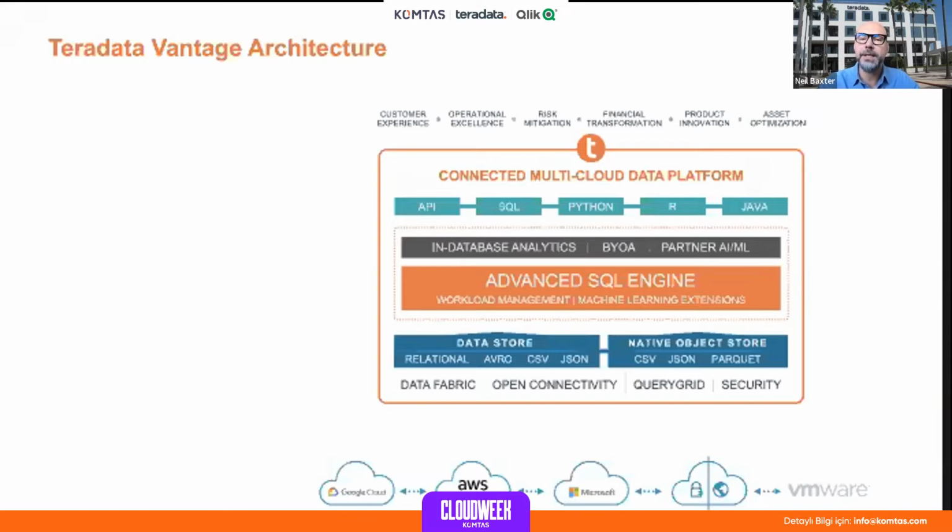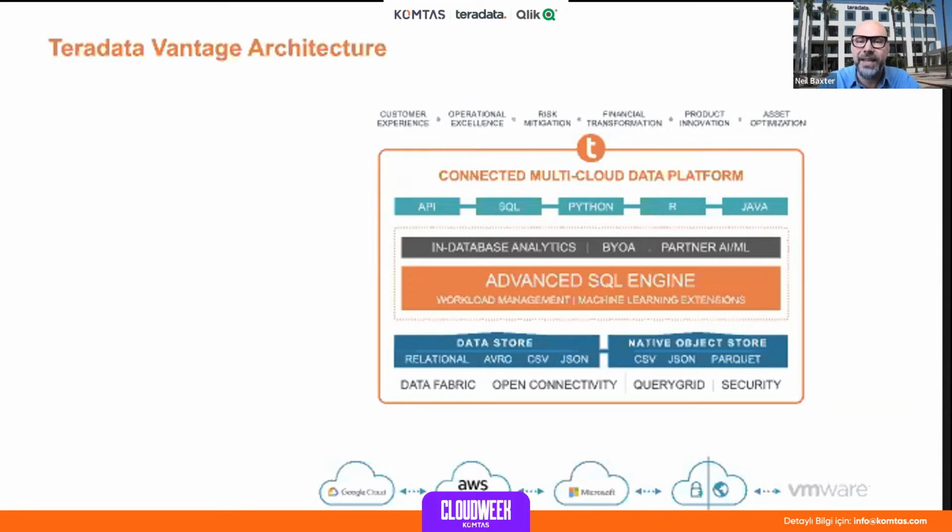Traditionally, the advanced SQL engine was geared towards SQL-savvy users, so users who are very familiar with SQL, without integration into the modern analytical languages like R and Python. But recently we've added the capability for data scientists, developers, and citizen data scientists to interact with the data via the SQL engine using their tools and languages of choice. So they can bring Python and R and bring more of those analytics directly to the advanced SQL engine.